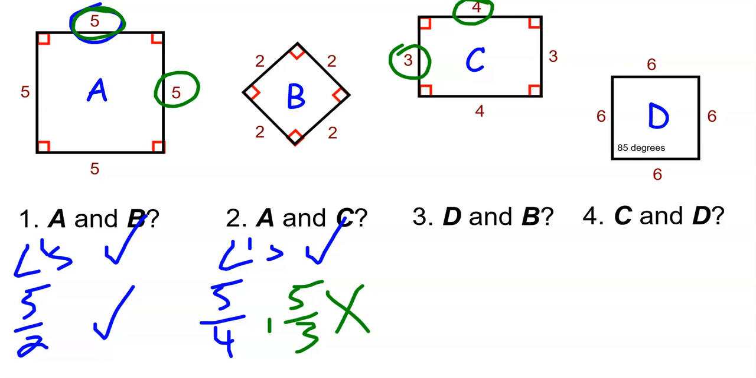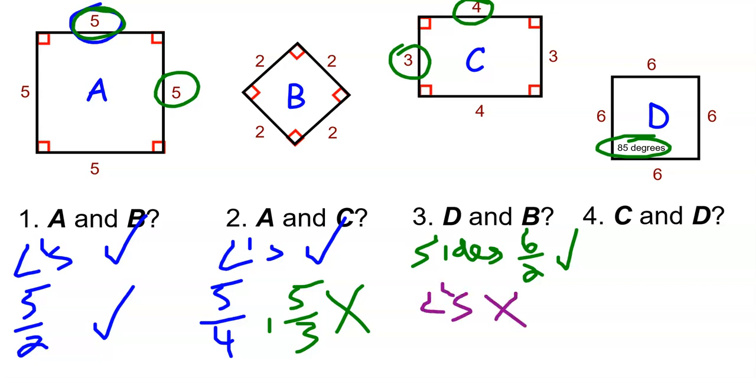Now, if we look at D and B, the sides are all in proportion. Every side of D is 6 and every side of B is 2. So that means that ratio is going to be 6 to 2 or 3 to 1. That checks out. But take a look at this angle down here in D, where you see it's an 85-degree angle. There are no 85-degree angles in B, which means that the angles do not check out. So those figures are not similar.